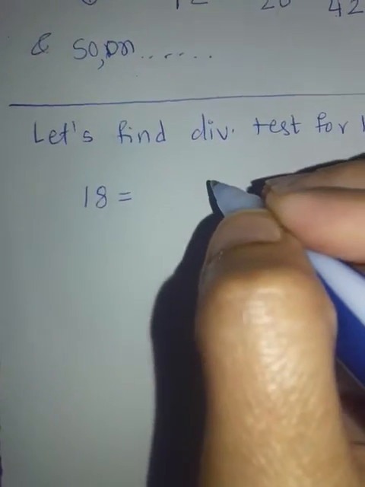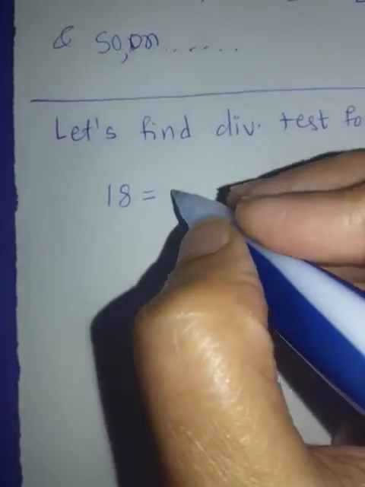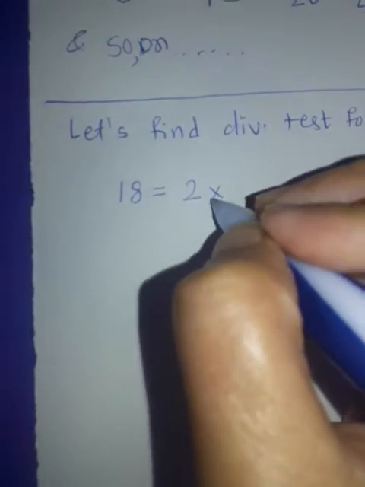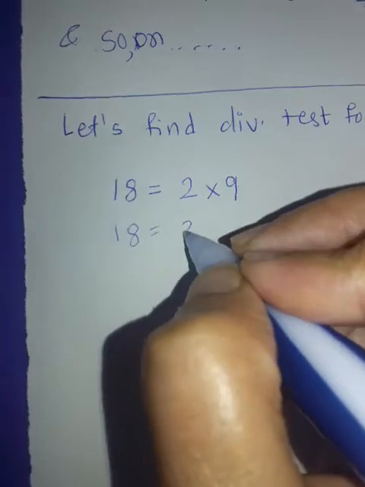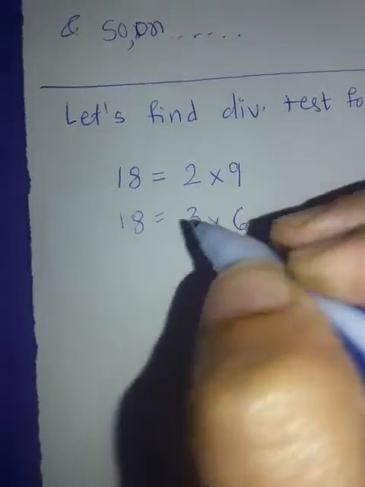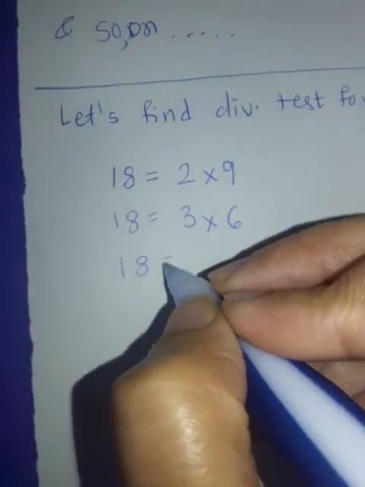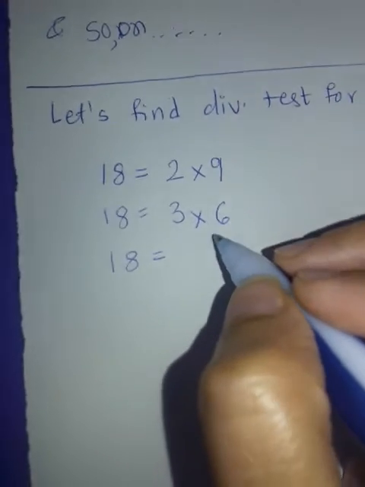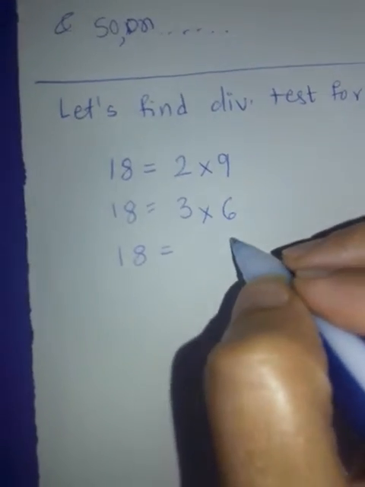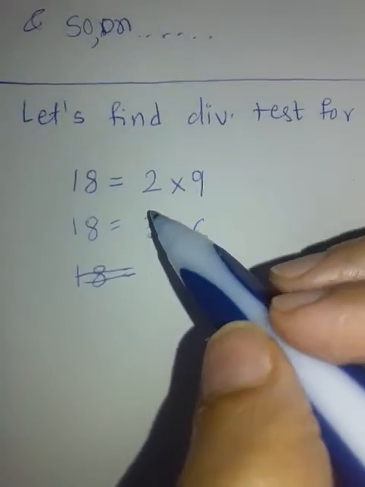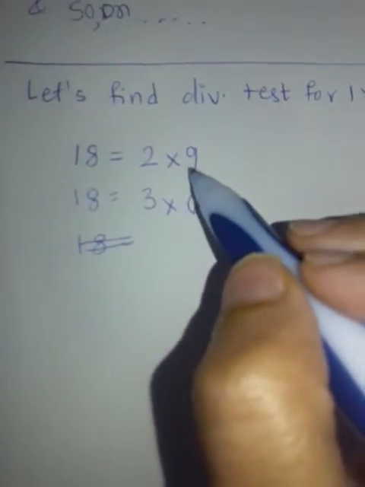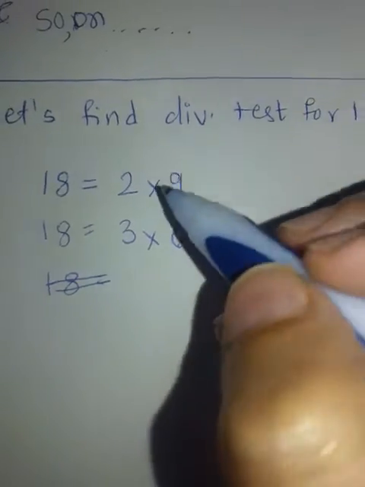We are not going to start with 1. We are going to ignore it. We are going to start with 2. 18 is 2 into 9. 18 is 3 into 6. 18 is 4, 5, no. Then again it will be 6 into 3 and then this will be repeated. So that's all. We can factorize 18 as 2 into 9, 3 into 6.